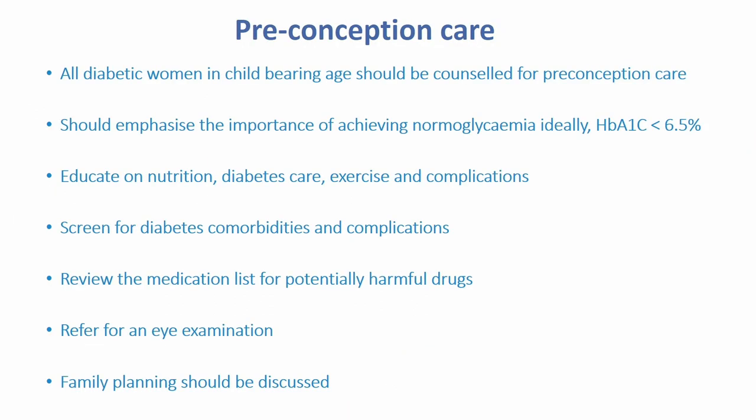So preconception care is very important. Before they become pregnant, we have to make sure for pre-existing diabetic mothers that their blood sugar is optimally controlled. We should emphasize the importance of achieving normoglycemia for these patients. We should maintain at least the HbA1c less than 6.5%. That is the target. And we need to educate them on nutrition, diabetes care, exercise, and other complications which could occur. And we need to address those complications where necessary.